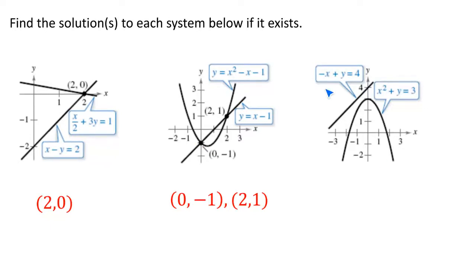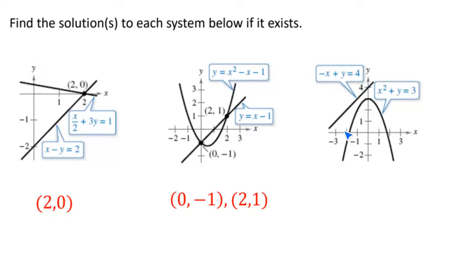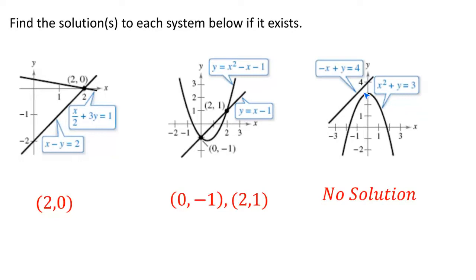And then over here, we have a parabola and a line. And so the solution is going to be where the lines intersect. But if you notice here, these 2 graphs do not intersect. And so what we say is that there's no solution to this system.